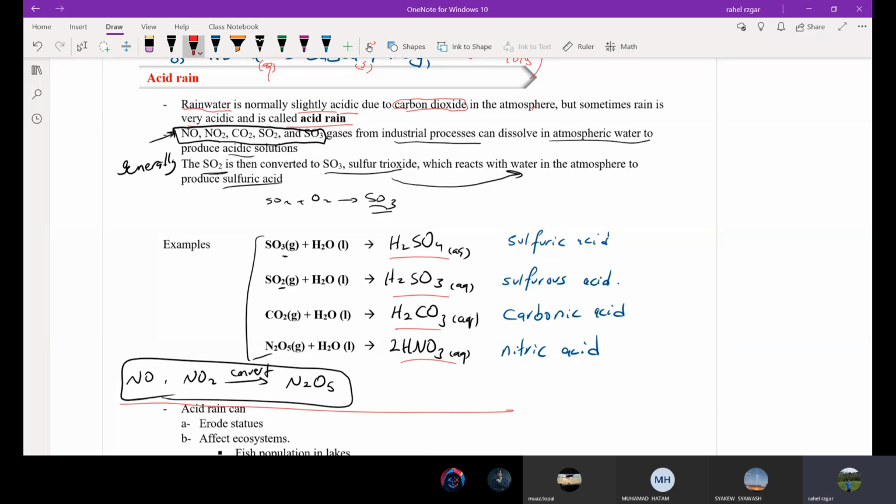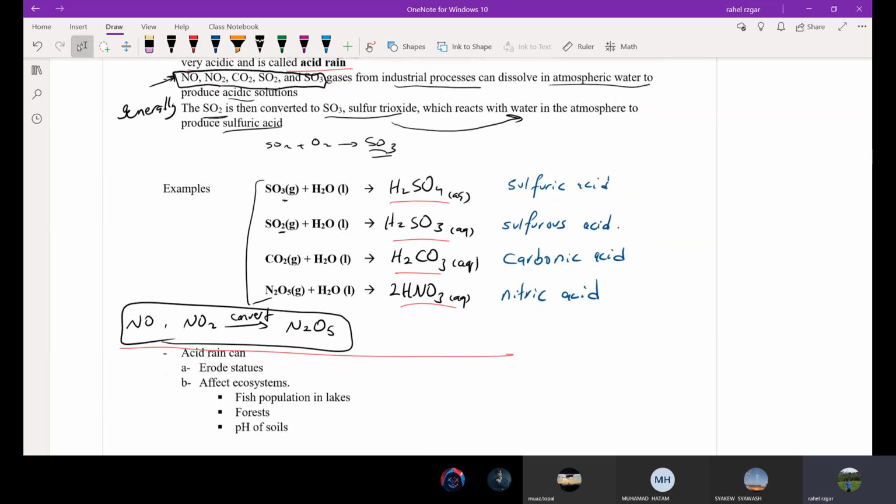Now we talked about acid rain also. Acid rain can. What does this mean here? It means the damages of acid rain.